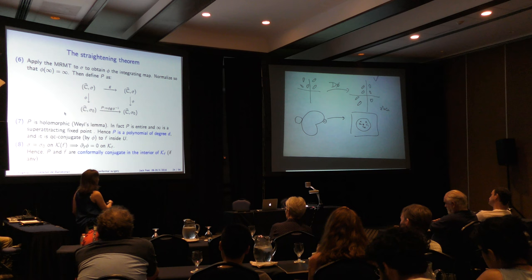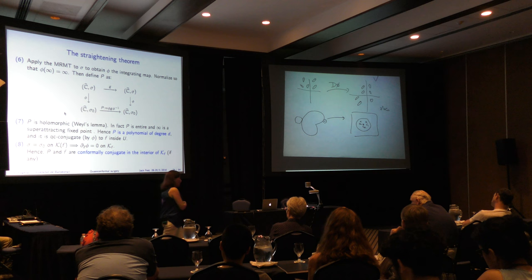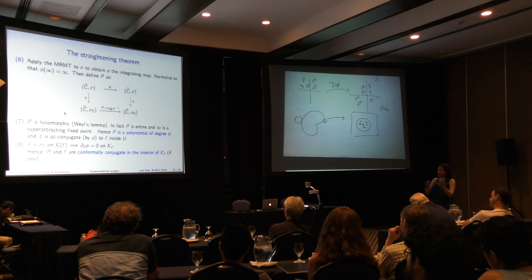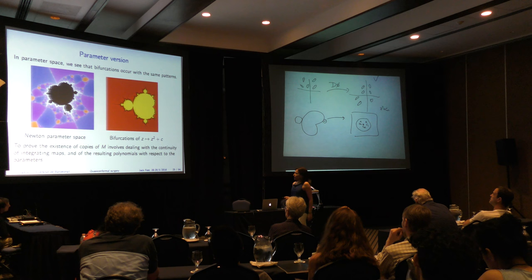So for example, if the polynomial had a super-attracting fixed point of a certain multiplier, the same will happen for your polynomial-like map and vice versa, keeping the multiplier.